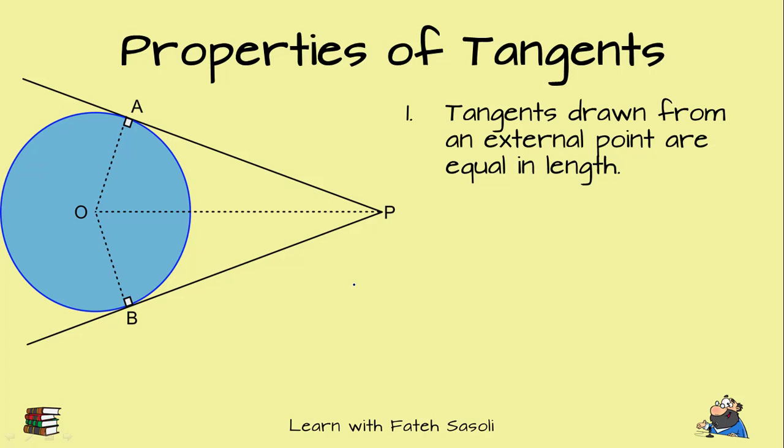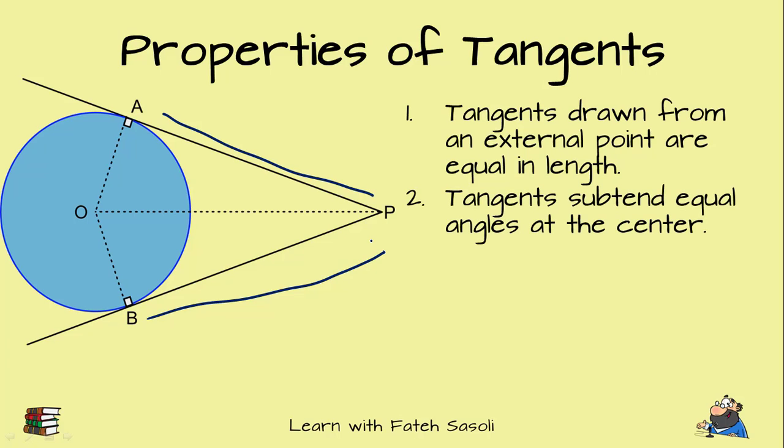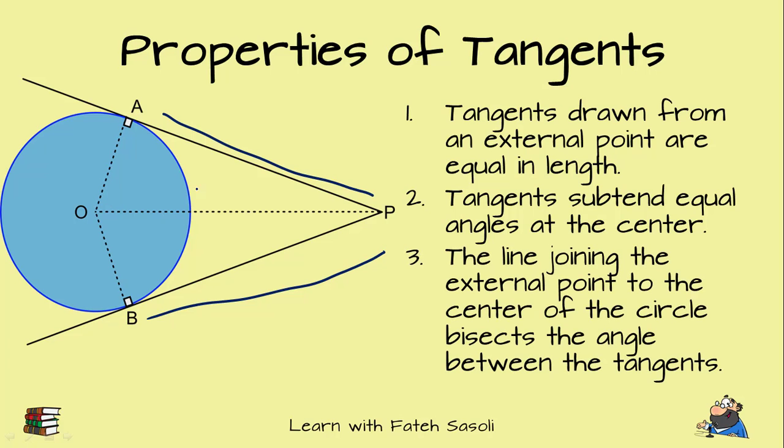Tangents drawn from an external point are equal in length, which means AP should be equal to BP. The tangents subtend equal angles at the center, which means angle AOP should be equal to angle BOP.